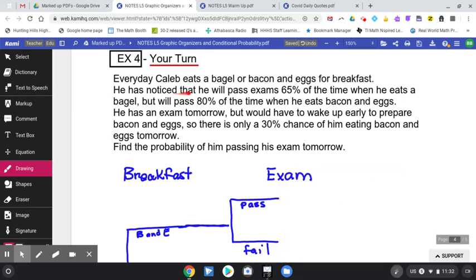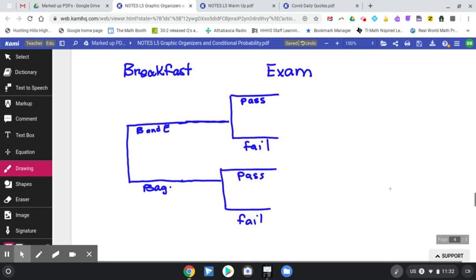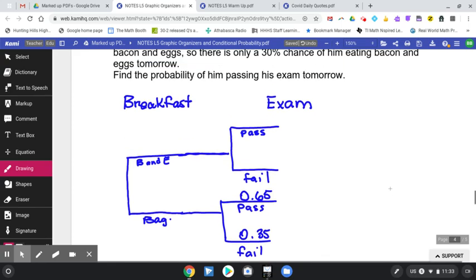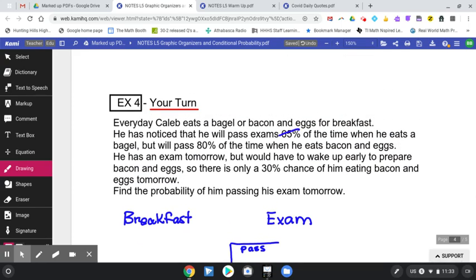So he has noticed that he will pass exams 65% of the time when he eats a bagel. All right, 65% of passing when he eats a bagel is going to go right in here in decimal form, 0.65. Now, failing when he eats a bagel then would be 0.35, because remember that the two numbers that share a bracket are complements, and they always add up to 1. All right, let's go back to our information. So we used the 65 already.